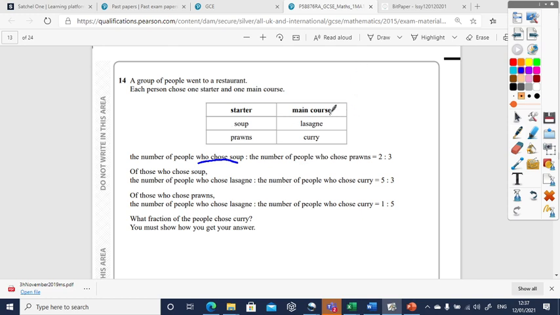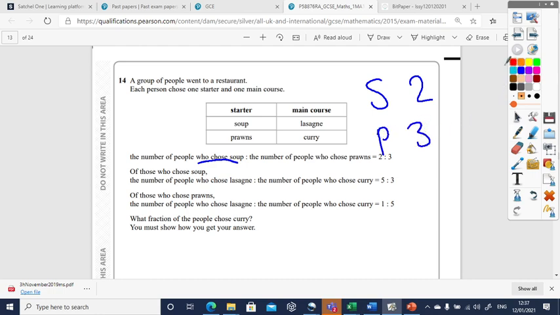Now, it's a lot of information to digest, and we'll do it little bit by little bit, and it's all about equivalent ratios, yeah? Because even though it says 2 to 3, that doesn't necessarily mean 2 people chose soup and 3 people chose prawns. It could be 4 people chose soup and 6 chose prawns, or I don't know, 20 chose soup and maybe 30 chose prawns, yeah? So I want to put soup as 2, yeah, and prawns as 3.